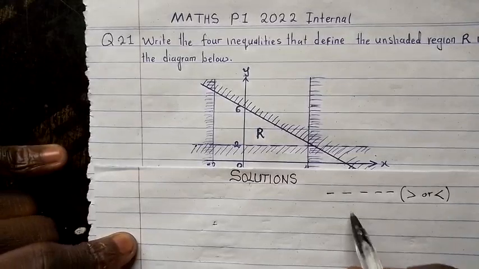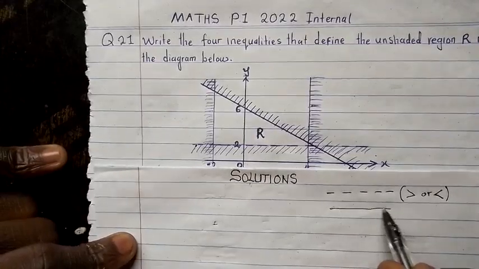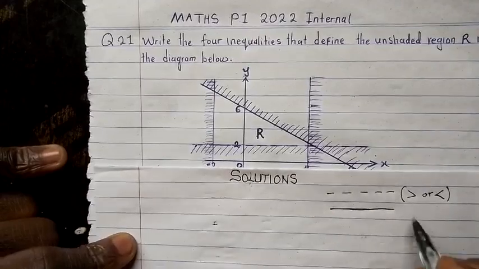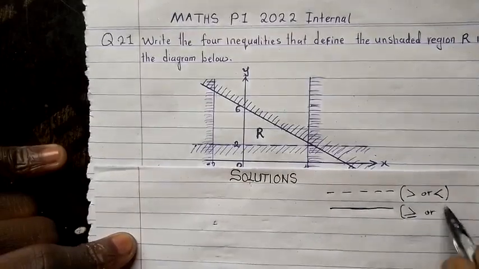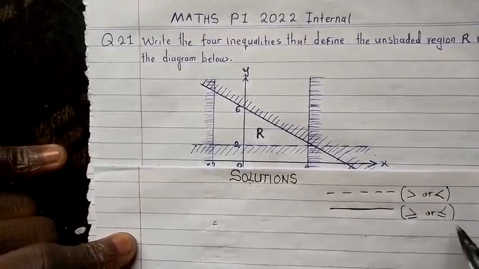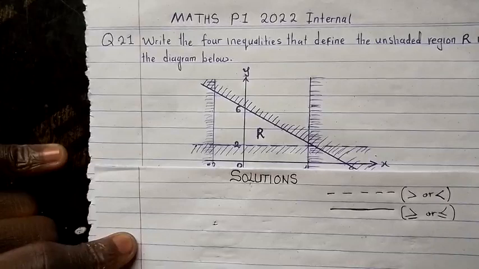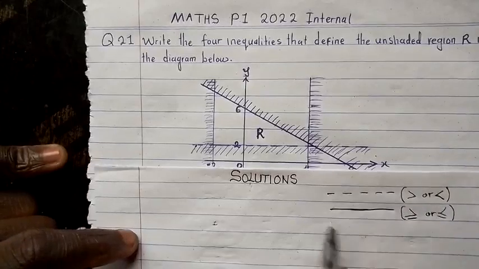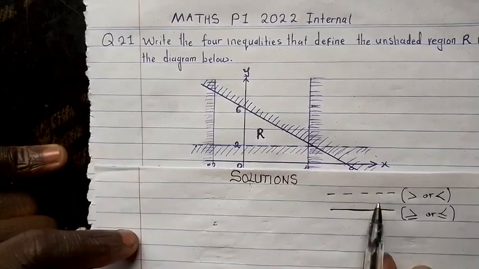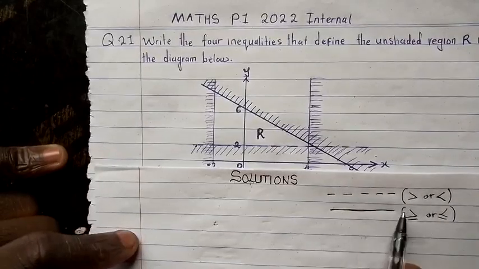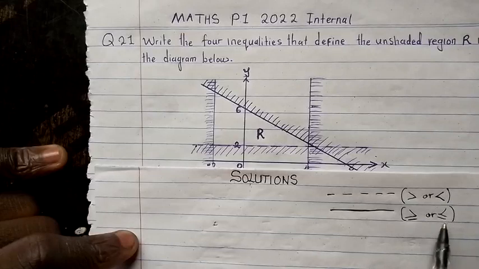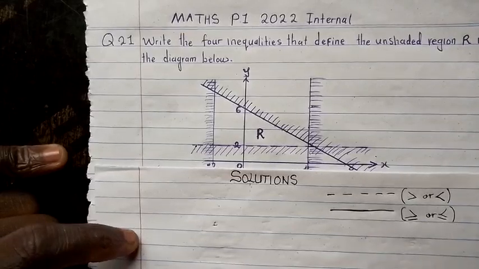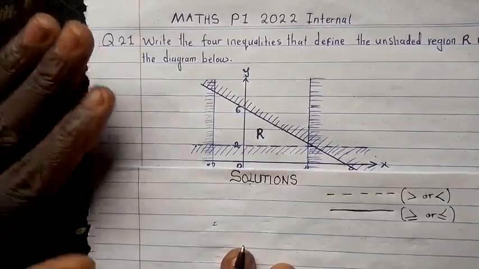Apart from that, if you see a solid line, you're supposed to use greater than or equal to, or less than or equal to, depending on the side which is not shaded. These things are very simple, you just need to know them. They are going to help you.